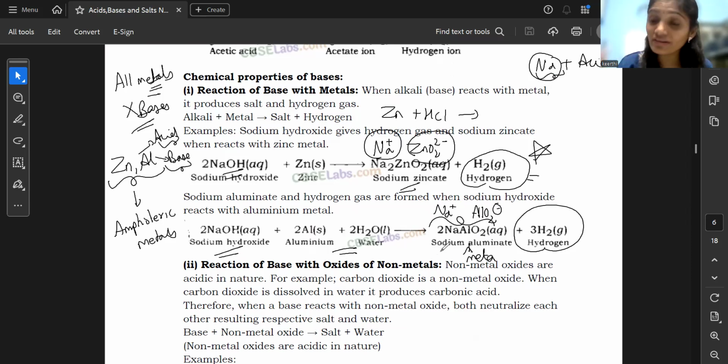So what are the two metals that react with both acids and bases? Zinc and aluminum. Normally all other metals react only with acids, because these two are amphoteric metals. They react with both acids and bases. Clear? Hope this is clear for you.